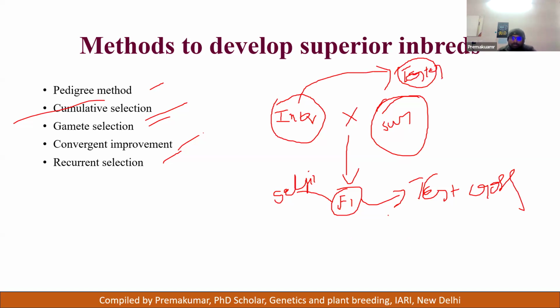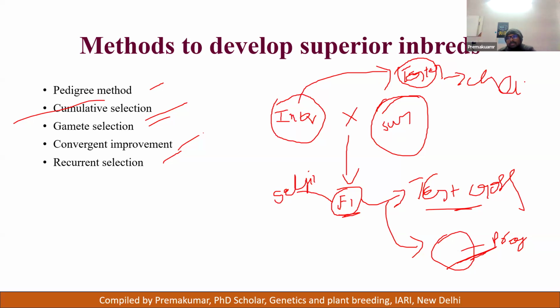Okay, then what you have to do? You cross this F1 with a test cross. Here you are getting progenies. If any of these progenies is outperforming this check, you regard this as a check. Outperforming this check hypothesizes that they are getting good gametes from this source population. Then recover those very good plants from the self seed.